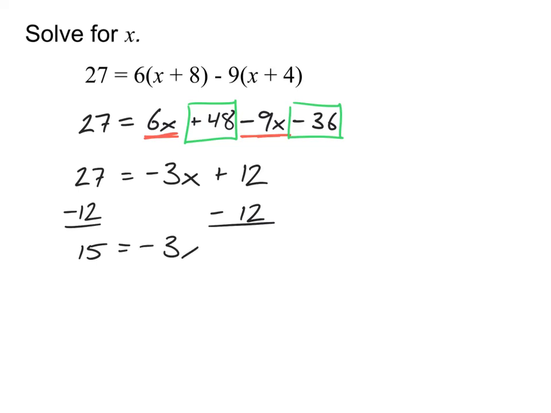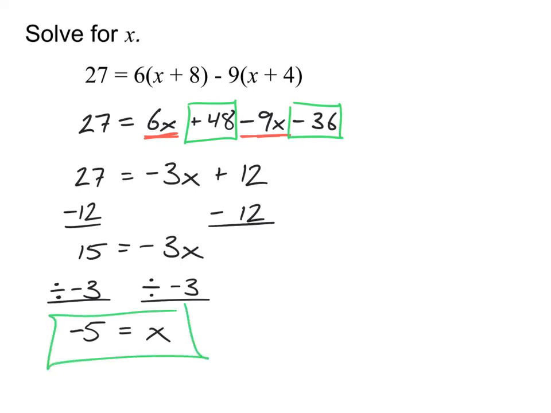And then I have negative 3x. Remember, that means negative 3 times x. And therefore, I am going to undo that by dividing by negative 3. And of course, what we do to one side of the equation, we have to do to the other. So I divide both sides by negative 3. 15 divided by negative 3 is negative 5, and that equals x. And so we now know what x equals, and we're done with that one.